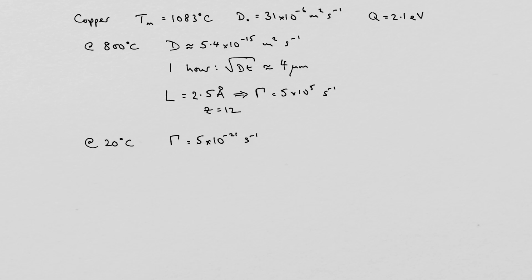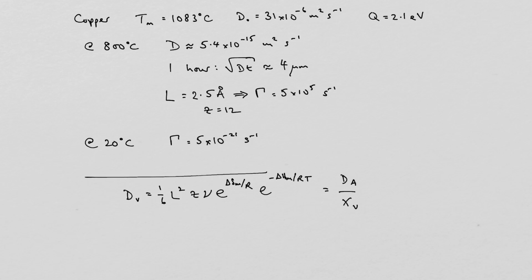So what does that mean? Just to write something down here. The diffusivity of vacancies is going to be a sixth of gamma L squared. So let's write the sixth L squared. Then let's write gamma down. There's an entropy change of migration. There's an enthalpy change of migration, okay, which is dA over xv.